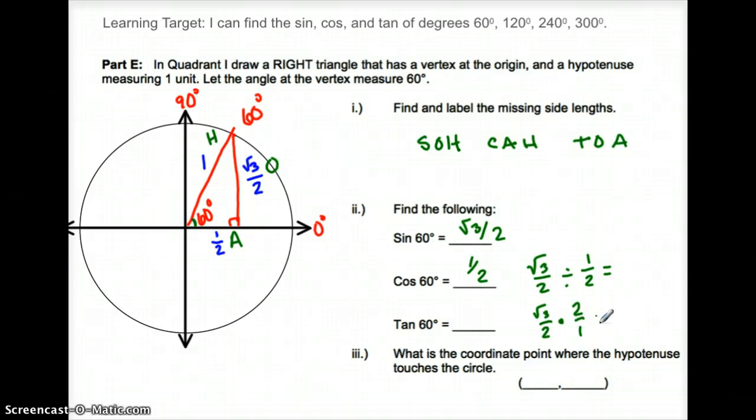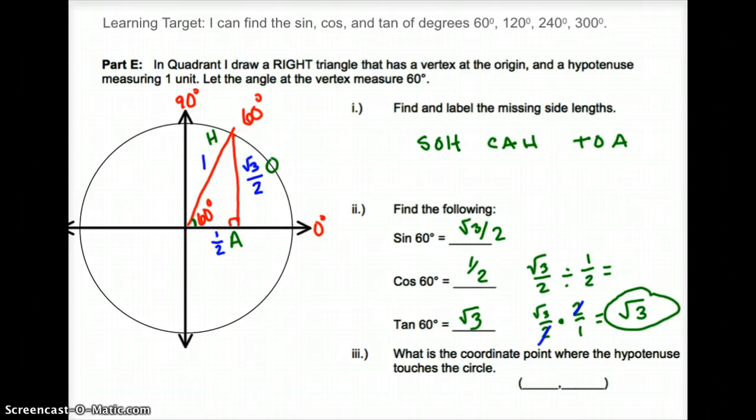Now, you multiply across the top and across the bottom, but what I can do here, I notice that I have these 2's that will reduce or cancel out. So I'm simply left with radical 3 over 1. Well, I don't need that 1 in the denominator, so my answer is simply radical 3. That's going to be my tangent value, square root of 3.